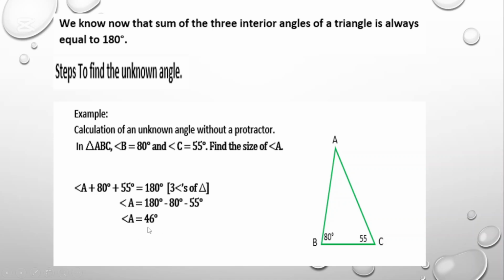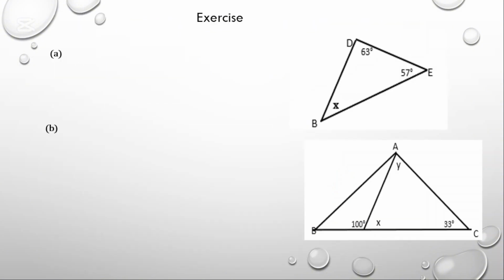degrees. Right, three angles of a triangle, or the sum of the three interior angles of a triangle, is always equal to 180. Here we have an exercise, and we start.